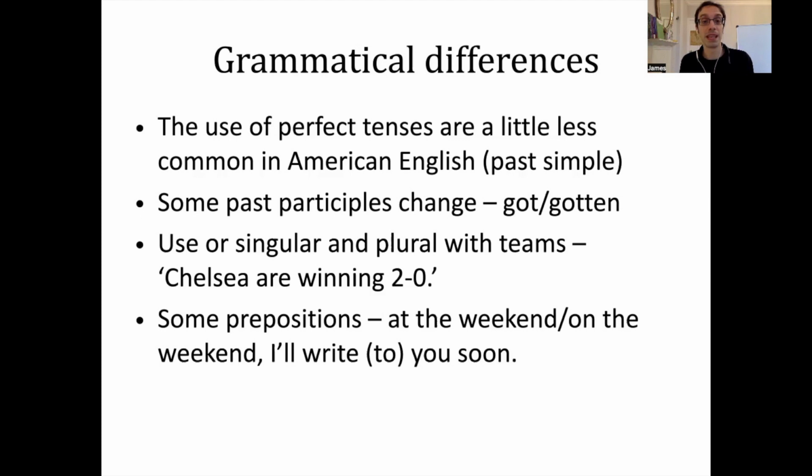So the use of singular and plural with teams, okay? So if you look here, the football team, Chelsea are winning 2-0. Now that is British English because with teams or groups, we tend to use the plural form of the verb. So Chelsea are, or the government, like one group if you like, have. Whereas in American English, they're more likely to use the singular. Chelsea is, or the government has.